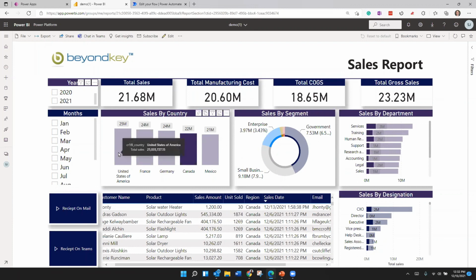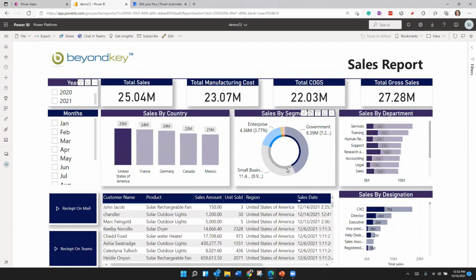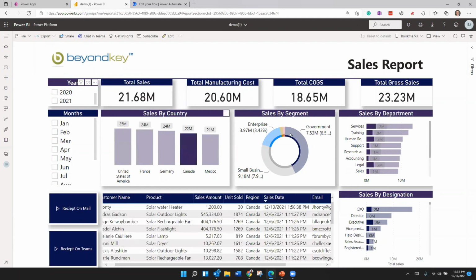So if I look at the United States, there's actually more sales in small business than there is in government. But in Canada, when I take a look, there's actually more sales. I'm sorry, actually it's still more small business than government. But as an organization over the whole, across the world, there's actually more sales for government. So this gives me an idea of where things are happening in the organization.